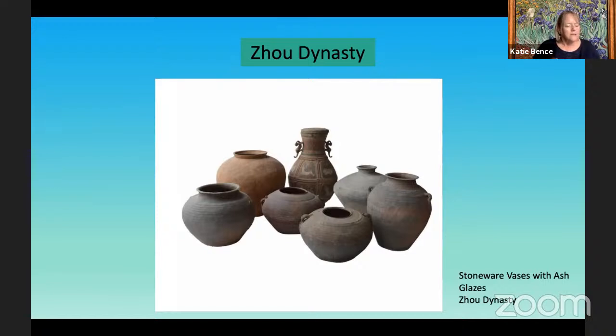The glaze that they used was an ash glaze. And in the very early days, it was a very simple concoction consisting of ashes from the fire mixed with water and applied to the pottery. During this time, Confucius lived, and his humanistic philosophy had a profound and lasting impact on Chinese culture.